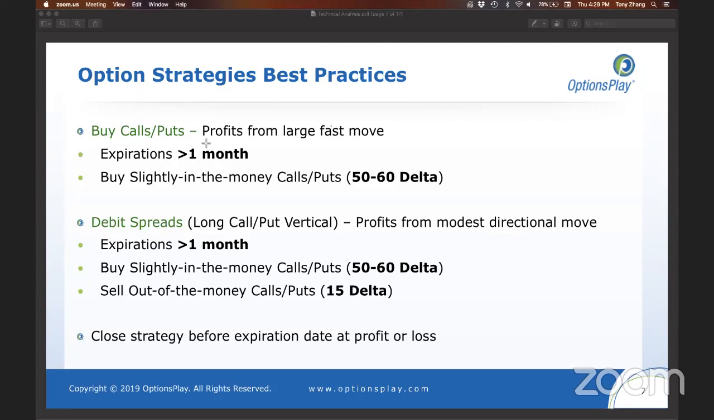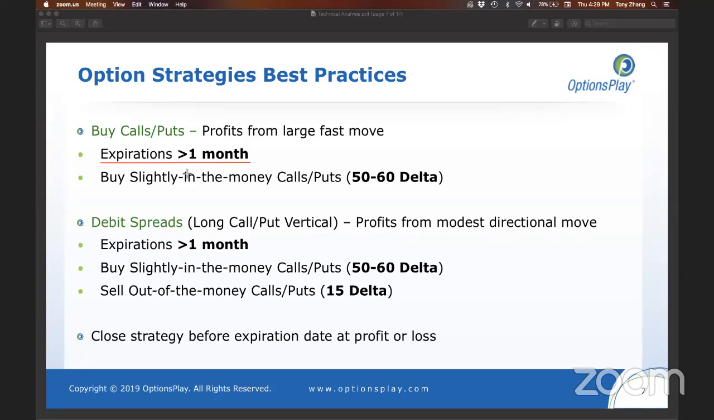So this is where we're trying to profit from a large, fast move in a specific direction. If you think that the stock is going to move substantially higher or substantially lower in a relatively quick fashion, buying calls and puts is a great strategy to use. And the rule of thumb here is you generally want to select expirations that are at least 1 month or greater, because whenever you're buying options, you want to negate time decay as much as possible. And one of the best ways to do that is to simply buy a longer dated option. They will decay at a slower pace.